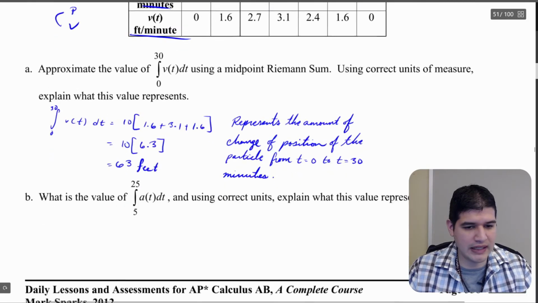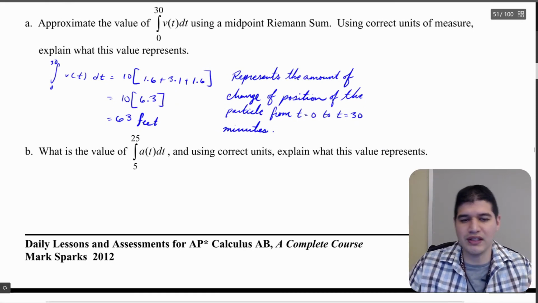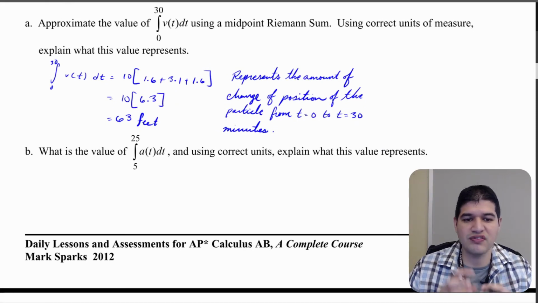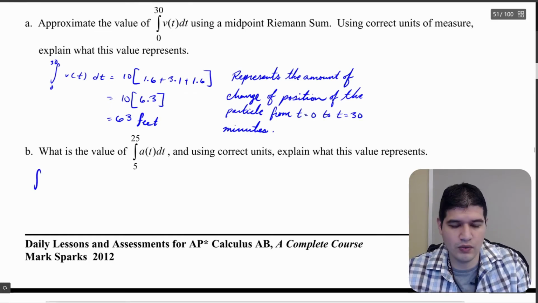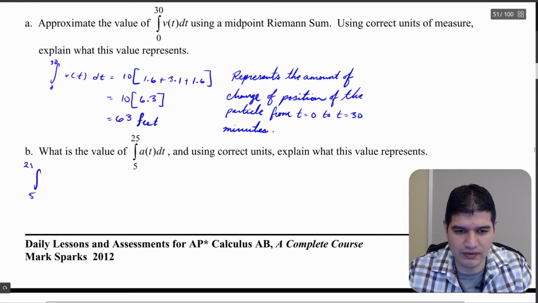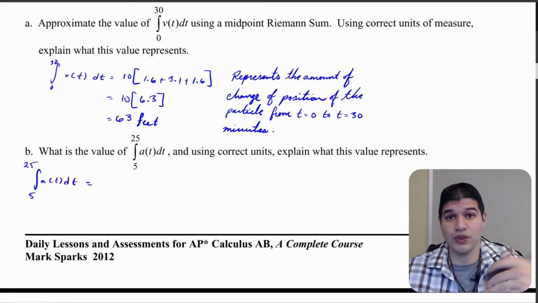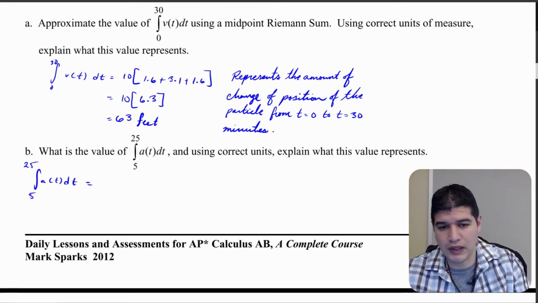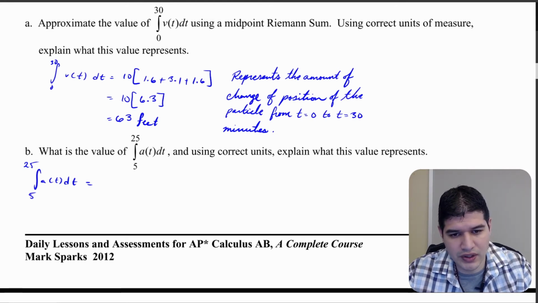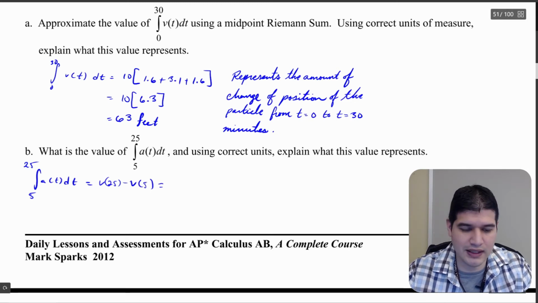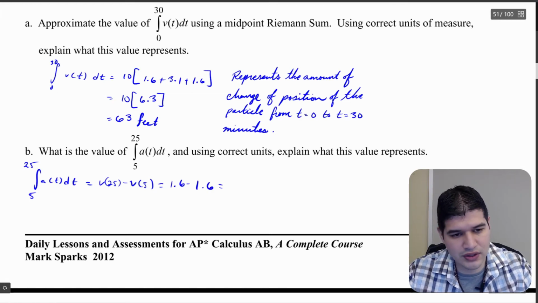And moving on to our next and final question of the video, we want to know what is the value of the integral from 5 to 25 of a of t dt. Well, as I write this down, since we're going up from acceleration, we're going up to velocity. So this is going to be v of 25 minus v of 5. As I get those values from the table, this is going to be 1.6 minus 1.6. So this comes out to be 0 feet per minute.